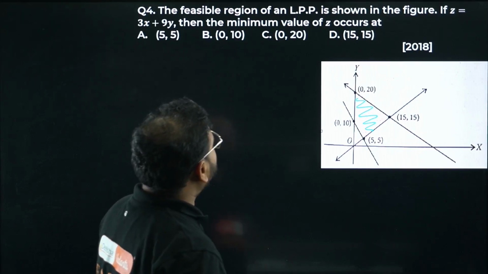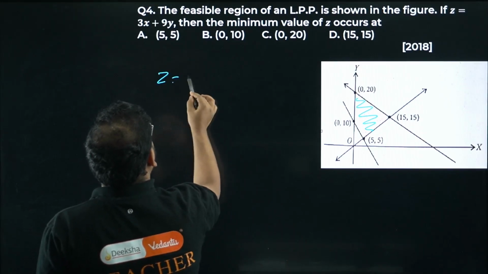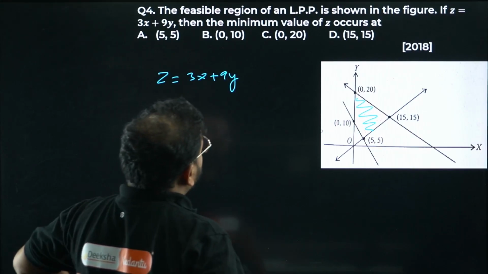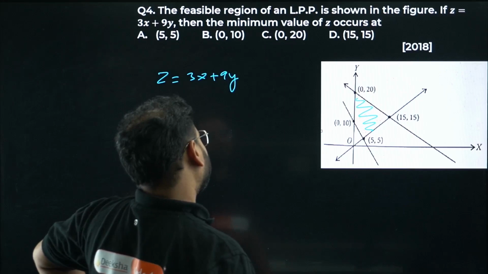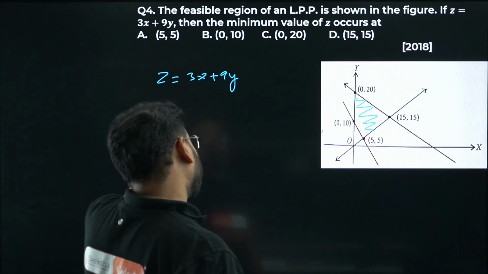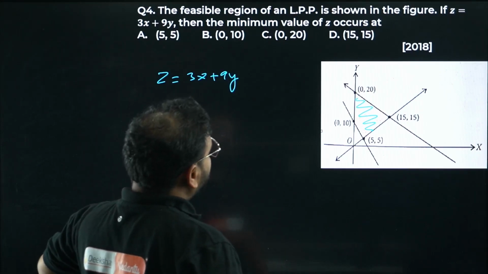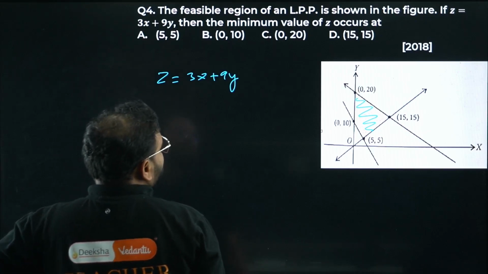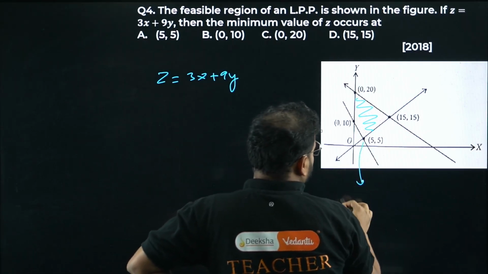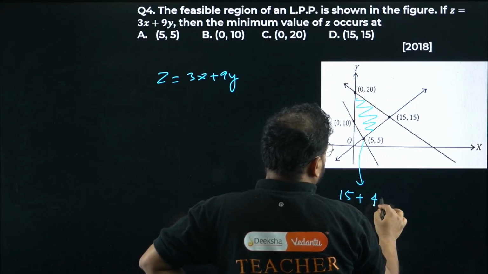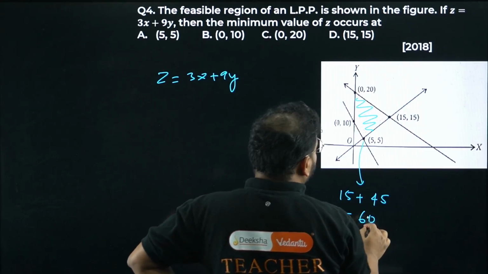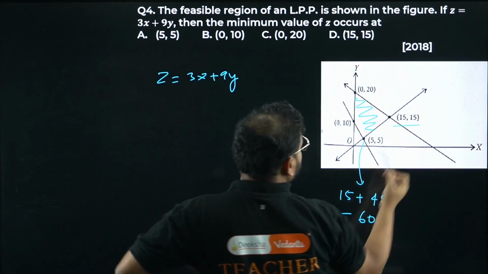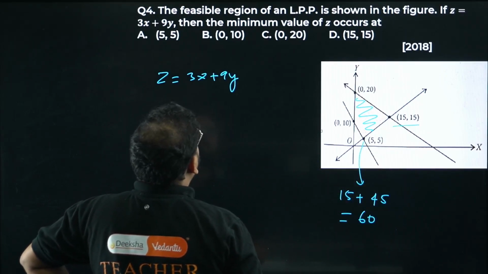What is z given as? z is given as 3x plus 9y. If I take (0, 10), that gives 90. If I take (0, 20), then of course 180 we have. At 5 it will become 15 at this point, 15 plus 45, so 60. So far the minimum. And about 115, this will also be a very big value, actually a maximum.